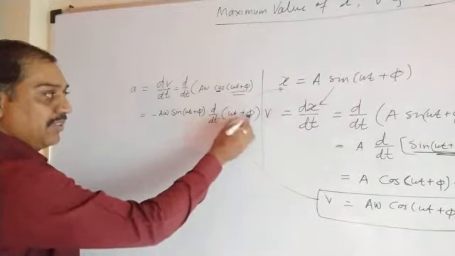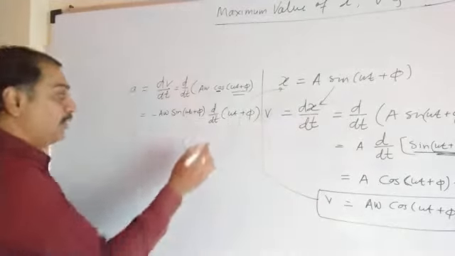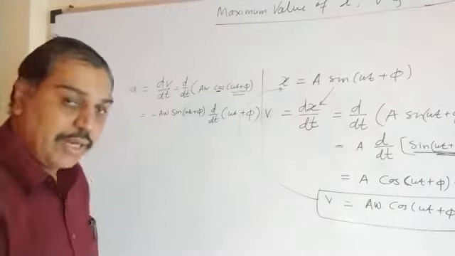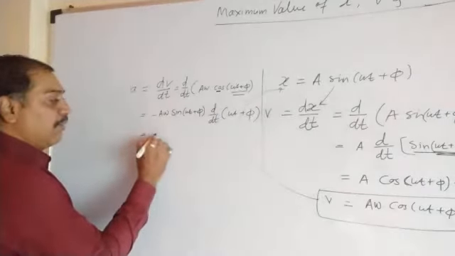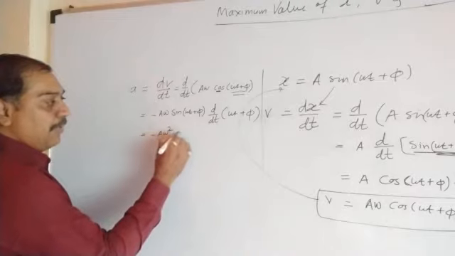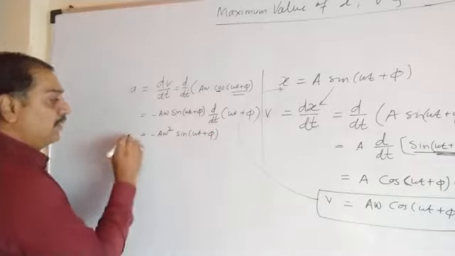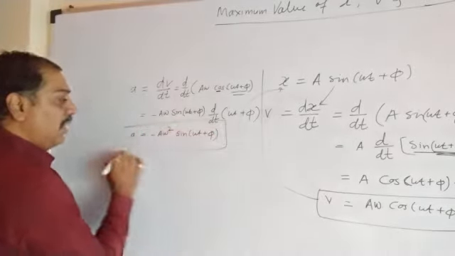Omega, because phi is 0 with respect to time. So we can take that omega here. Already there is one omega, so omega into omega becomes omega square. So we can write minus a omega square sine of omega t plus phi. This is the equation for acceleration.